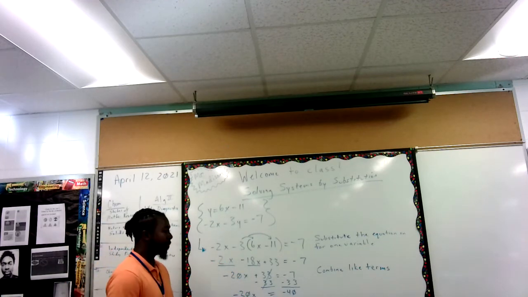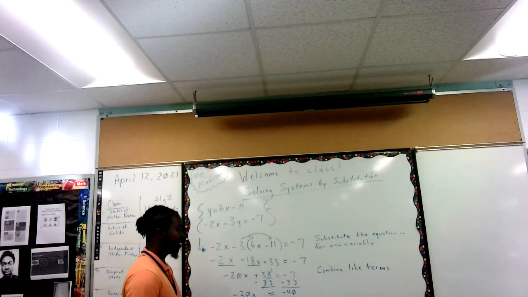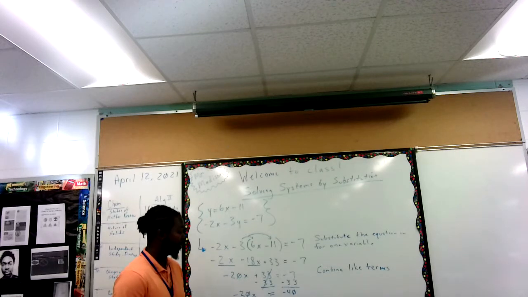Now, we still have a problem because it doesn't say x equals, right? I wanted to say x equals. How do I do that? This is multiplication. This is negative 20 times x. That's what that means. Okay?